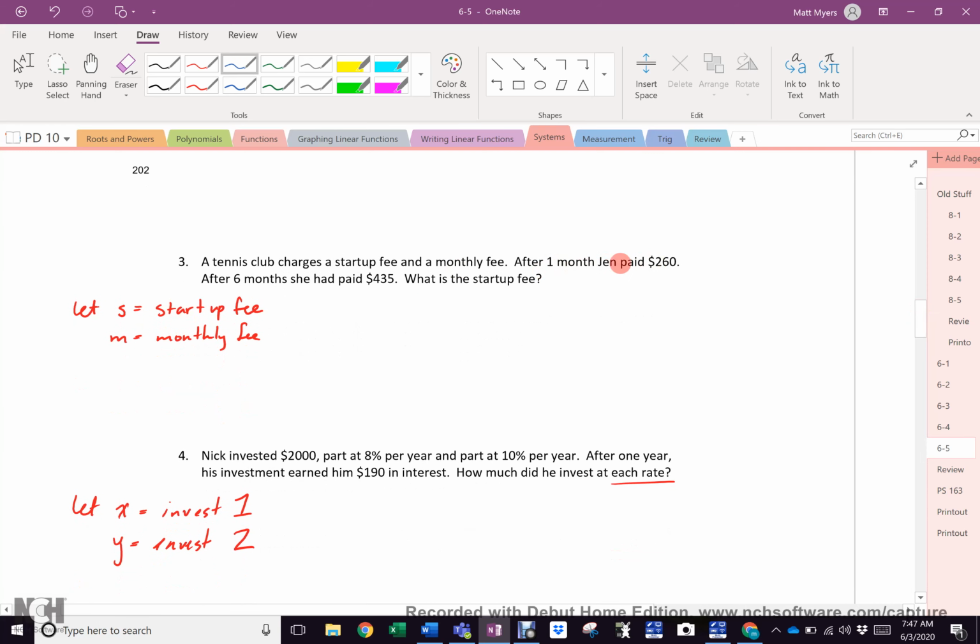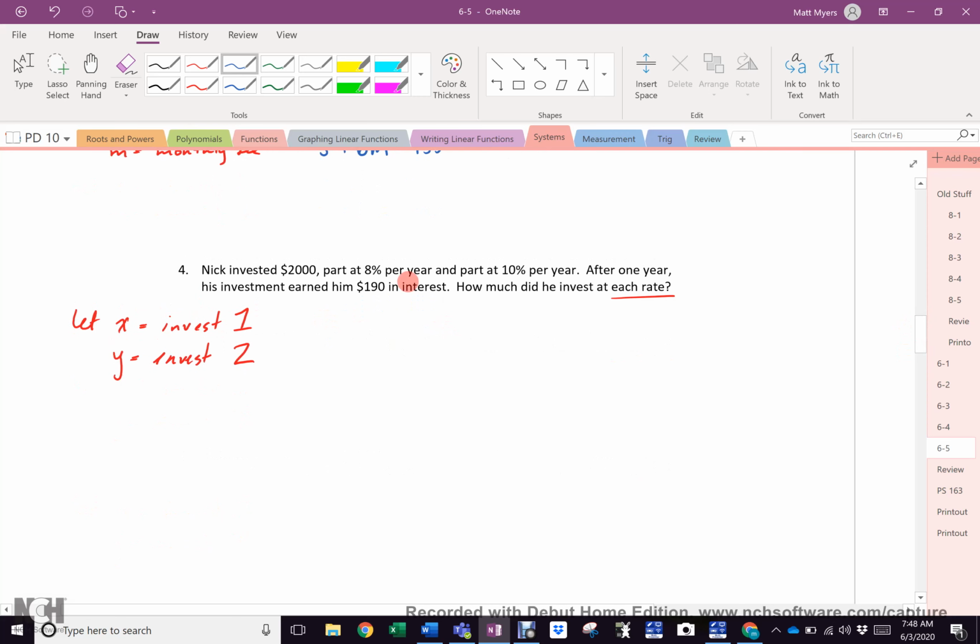After 1 month, Jen paid $260. So after 1 month, she's paid her startup fee plus 1 month to equal 260. After 6 months, she's paid her startup fee, because you only pay that at the start, plus 6 months. And that's 435. And then we come down to the last question.